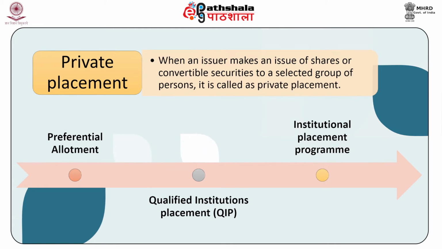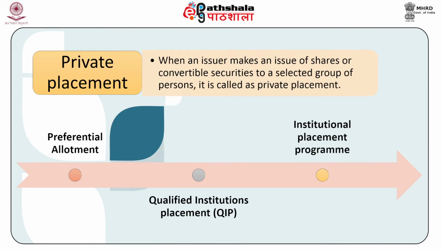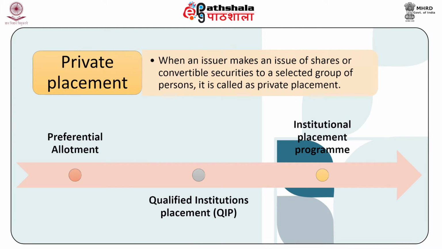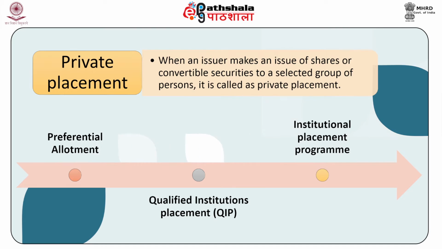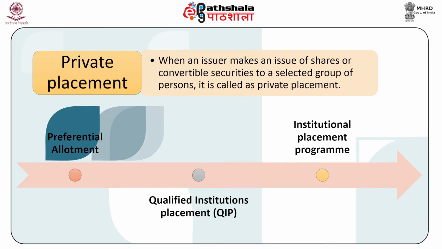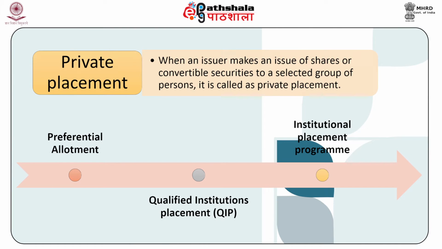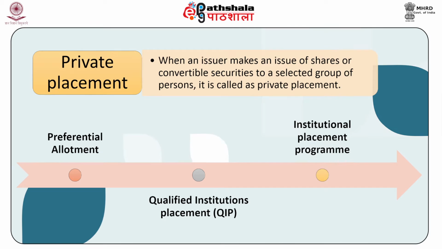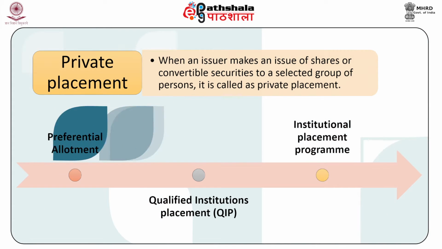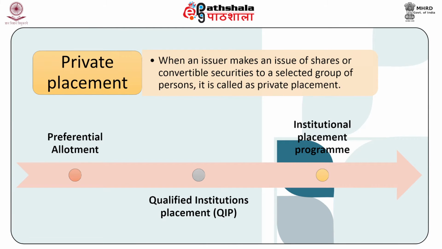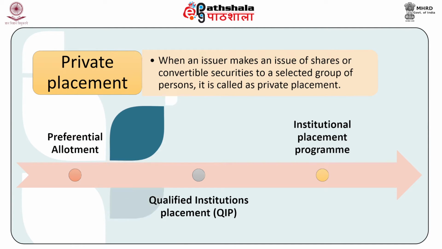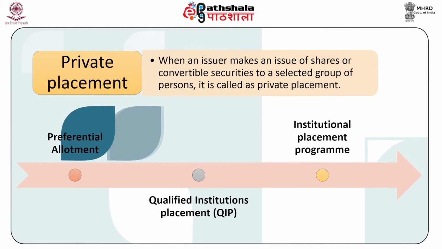Number 3, private placement. When an issuer makes an issue of shares or convertible securities to a selected group of persons, it is called private placement. Private placement of securities or convertible securities by a listed company can be done in 3 ways. Number 1, preferential allotment. When a listed issuer issues shares or convertible securities to a selected group of persons in terms of the provisions of Chapter 7 of the SEBI Regulations 2009, it is called preferential allotment.